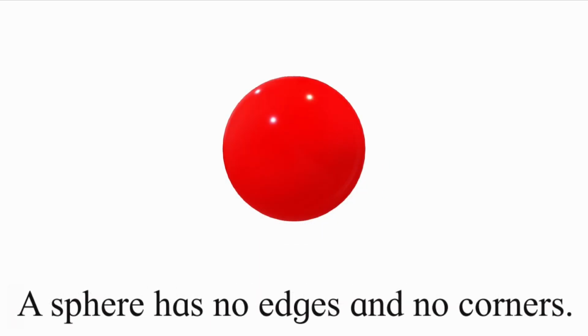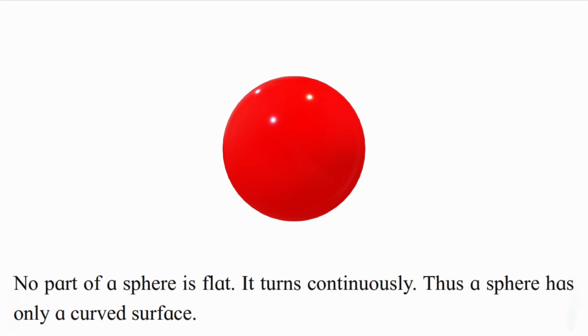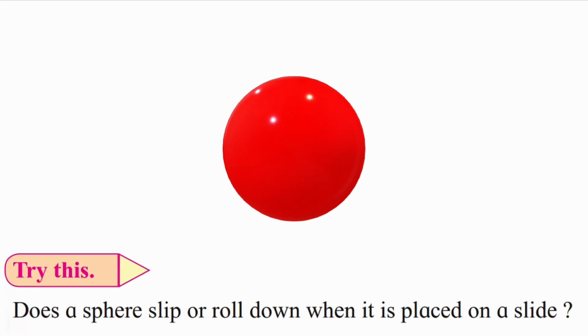A sphere has no edges and no corner. There is no corner in the sphere and there are no edges on the sphere. A sphere is like a ball, earth, globe, etc. No part of a sphere is flat. It turns continuously. Thus, a sphere has only a curved surface. Only a curved surface.